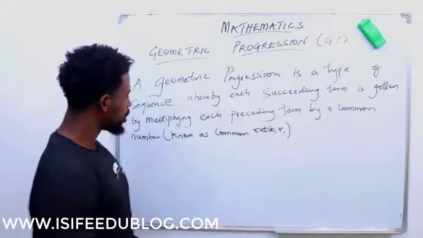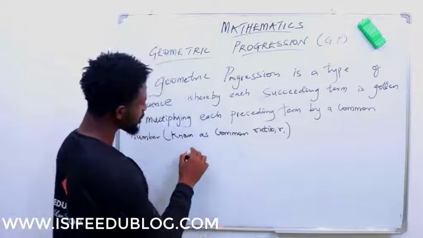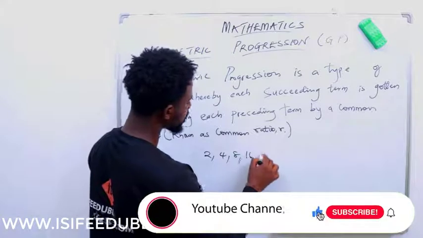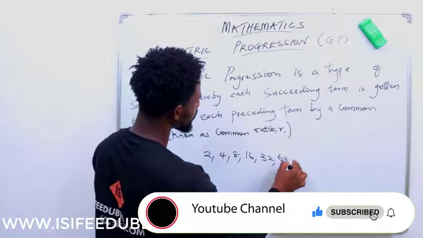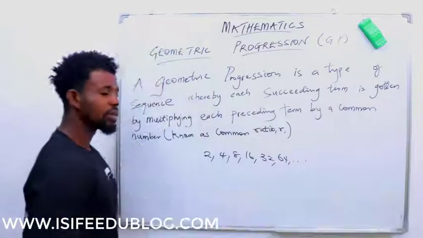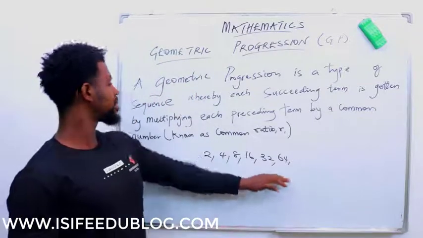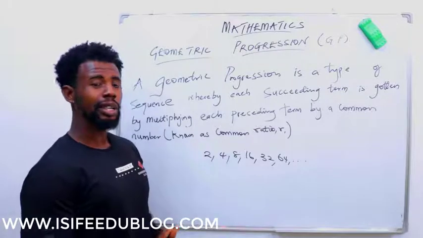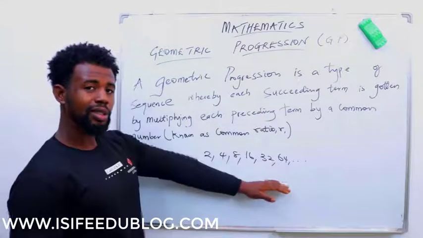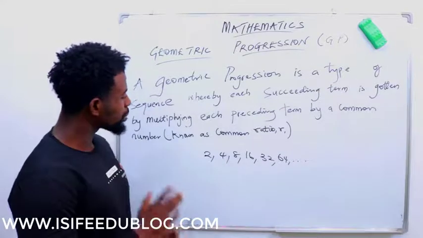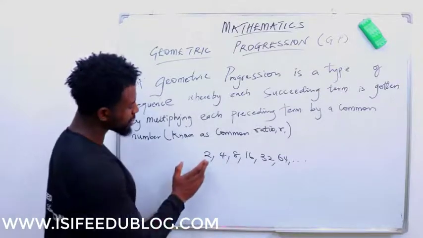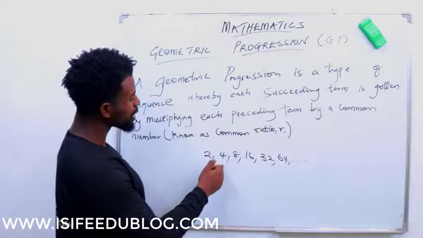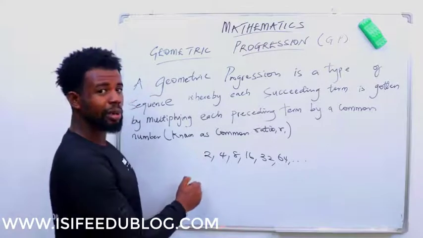For example, if I have this group of numbers 2, 4, 8, 16, 32, 64, and so on and so forth. By carefully observing this group of numbers, you find out that they follow a particular pattern, right? And so this is a sequence because of the pattern they follow. But what pattern does it follow? You find out that this is my succeeding number, this is my preceding number. For every succeeding number, you need to multiply its preceding number by 2.